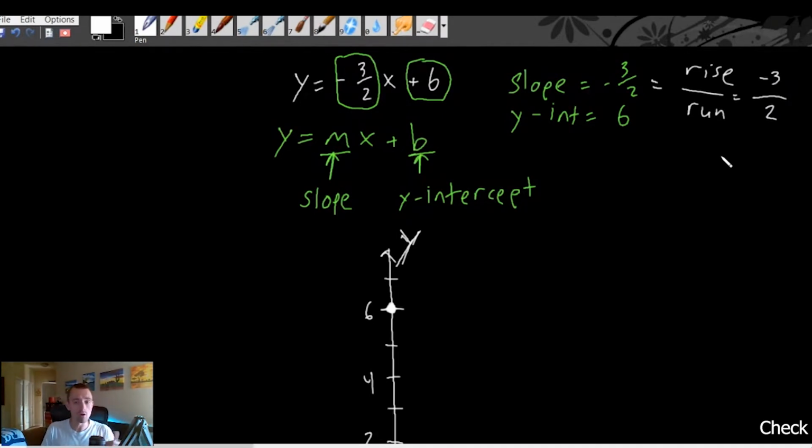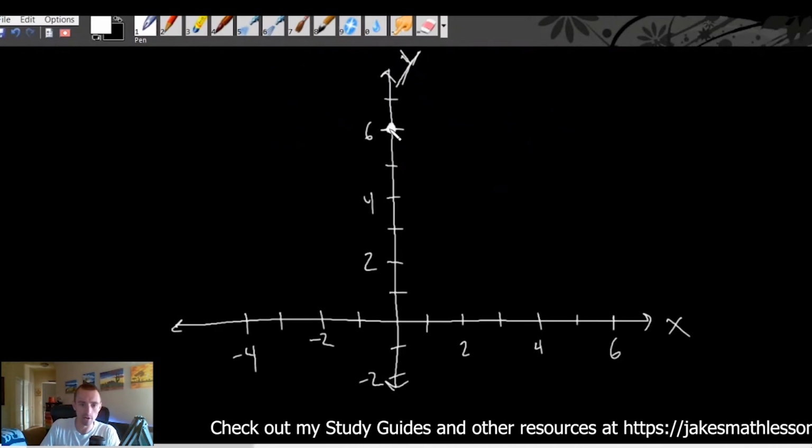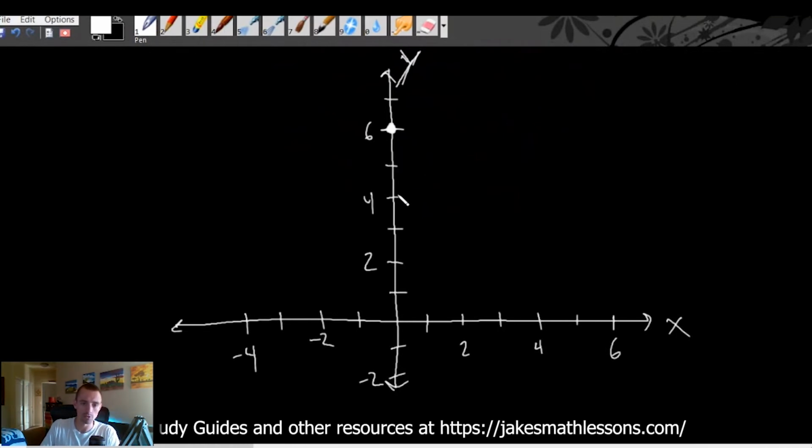So think of your run as always counting units to the right, and your rise is going to be units up if it's positive, units down if it's negative. So we want to go down 3 units for every 2 units we go to the right. So basically what that means is we're just going to start at the one point we know. We're going to go down 3 units, 1, 2, 3, for every 2 units we go to the right.